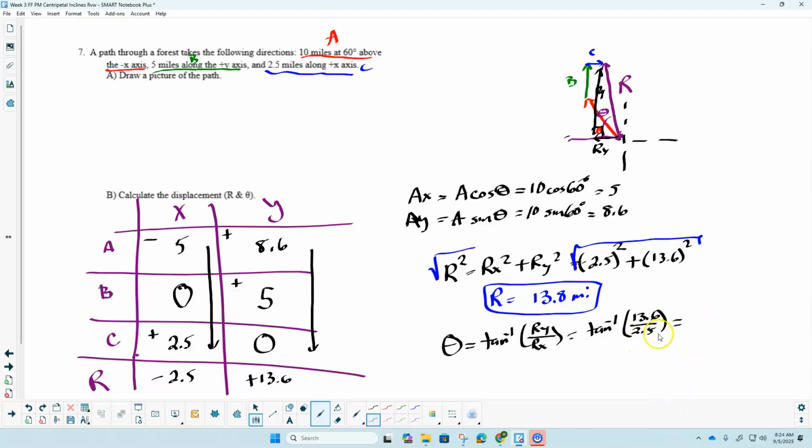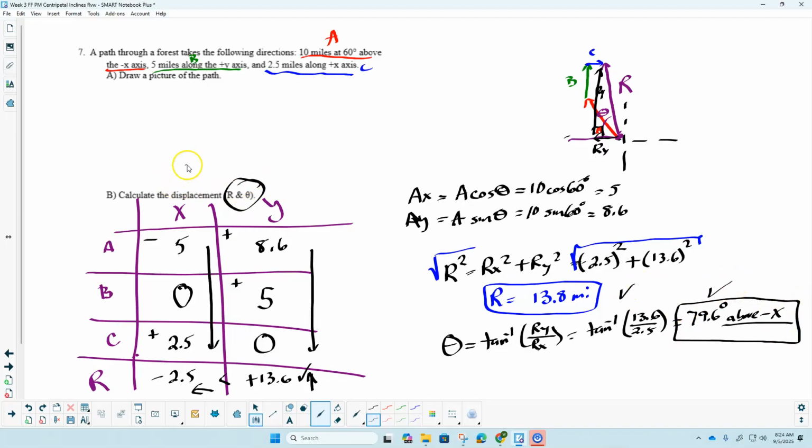So inverse tan of 13.6 divided by 2.5 gets you a big angle. It's like 79.6 degrees, and that makes sense, right? Because this component is much larger than that one, so it's going up. So that's above. And this is to the left, so up, and then left is negative x. So it's 79.6 above the negative x. So those are my two answers for R and theta for calculating this displacement.